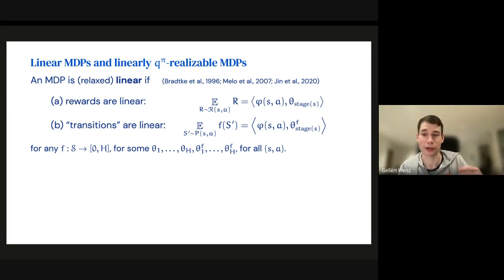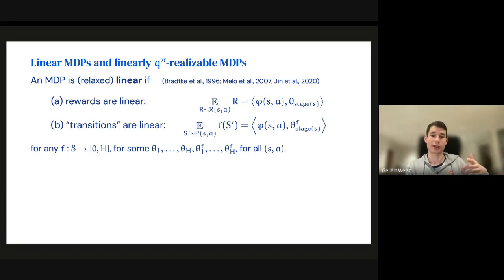So two conditions need to hold for linear MDPs. First, the rewards need to be linear in the sense that there is a parameter, theta. And by the way, this is a separate parameter for each of the stages from 1 to h, but that doesn't really matter. The point is this parameter doesn't depend on S or A. It's just a d-dimensional vector. So there exists this parameter such that for each state action pair, the expected reward you get can be written as an inner product of the feature for the state action pair and this theta. This is the condition A.